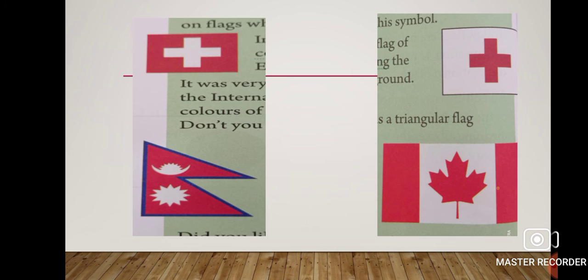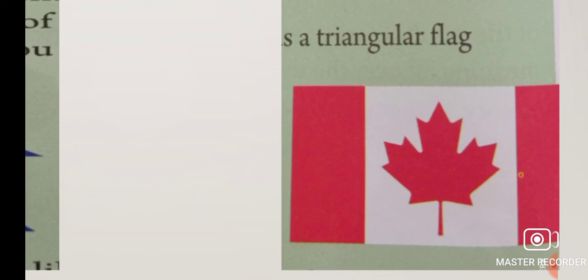Many countries have flags representing some cultural symbol like the national bird or flower. The maple is Canada's national tree and the Canadian flag shows a maple leaf. Now you can see this is Canada's flag and it shows a maple leaf. Why? The maple is Canada's national tree.